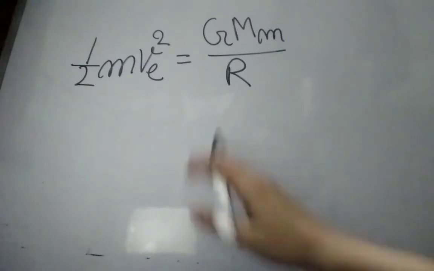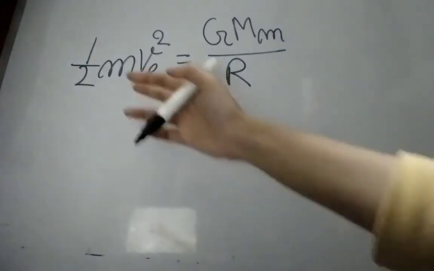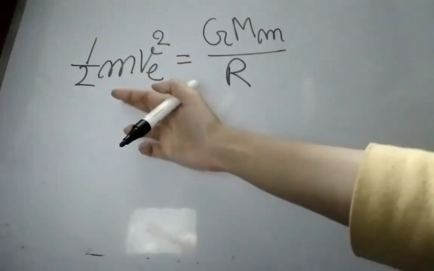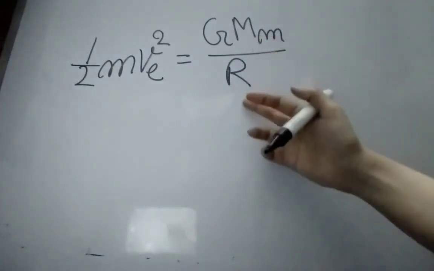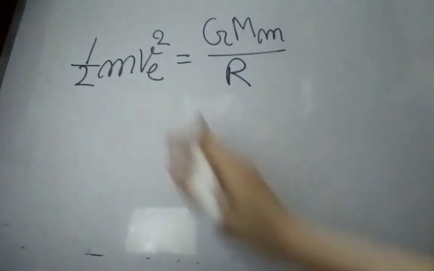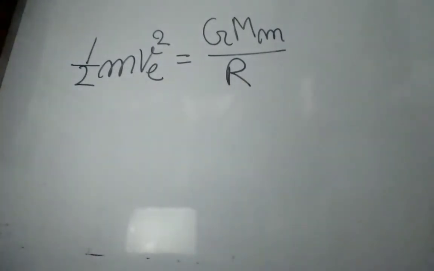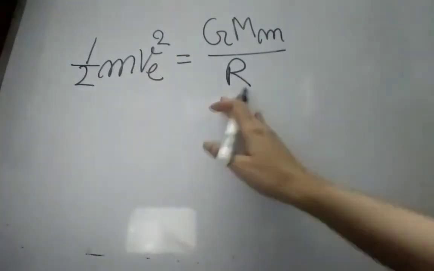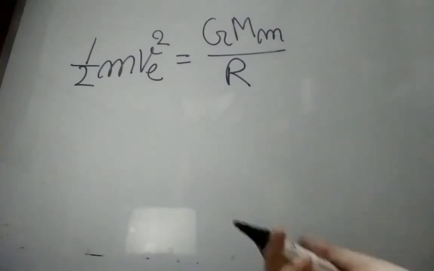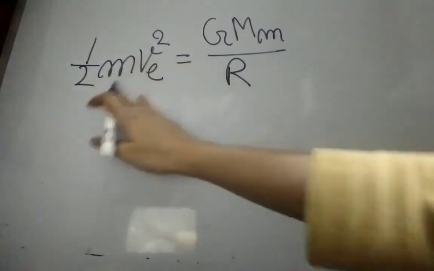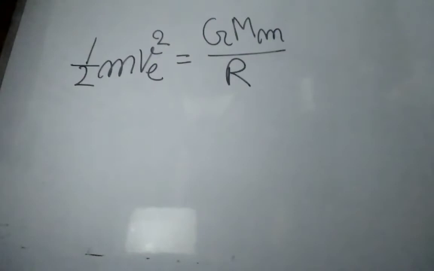So from the concept of work and energy, we can say that when this kinetic energy half m v square will be equal to the work done GMm by R, that means that at this moment the object will be able to escape the gravitational attraction of the earth. So to achieve escape velocity, this half m v square must be equal to GMm by R.